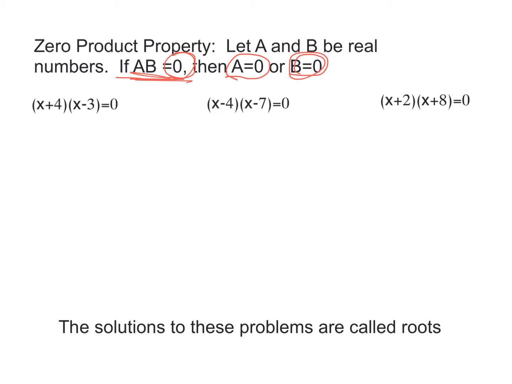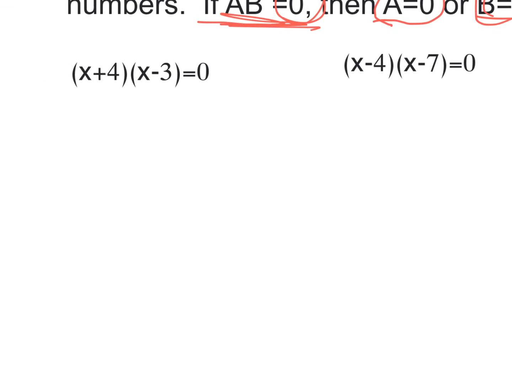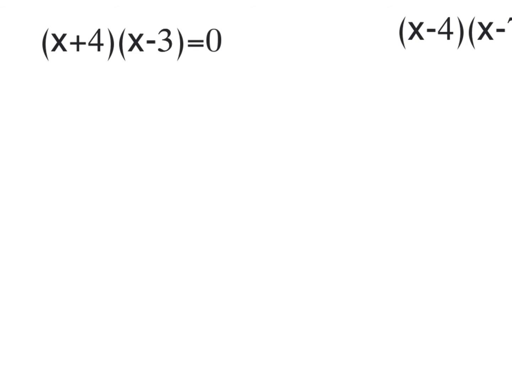Now, to start off, we're going to have a couple of example problems. In my first one, it says that x plus 4 and x minus 3 multiplied together is supposed to equal 0. So let's zoom in on this problem. There we go. Let's solely look at this problem first.